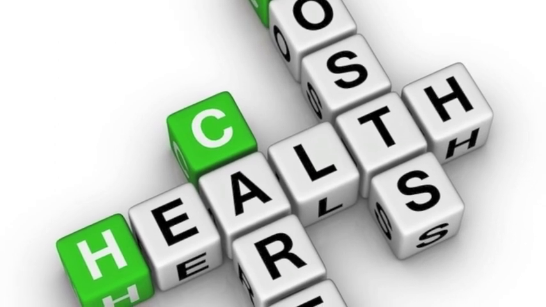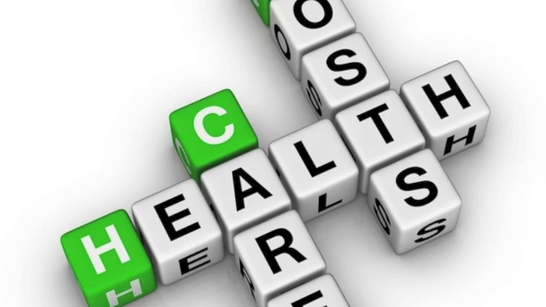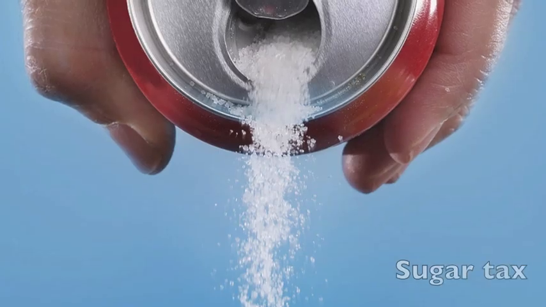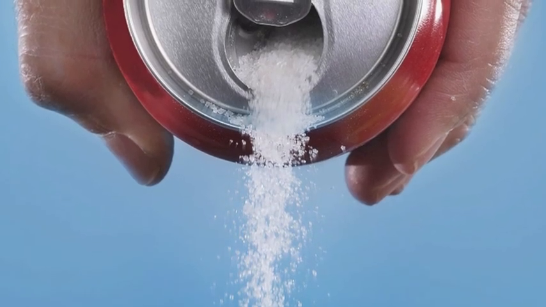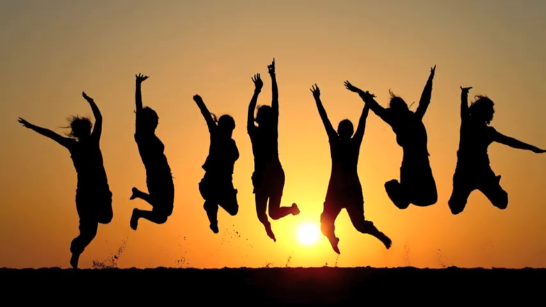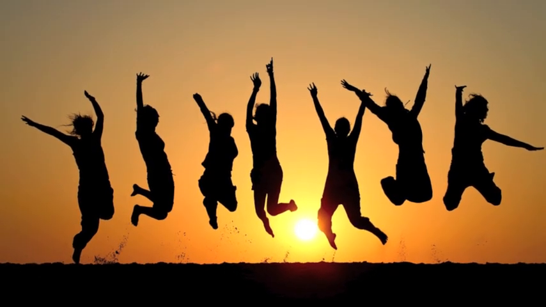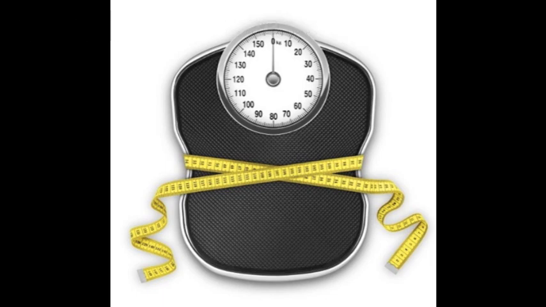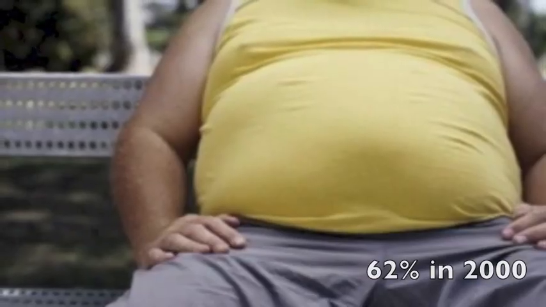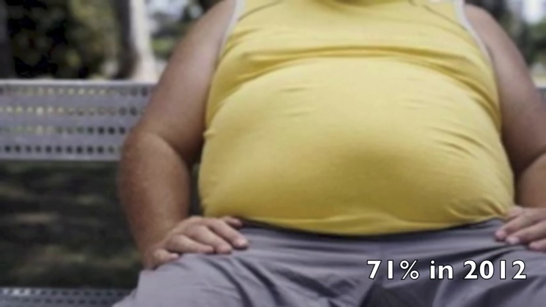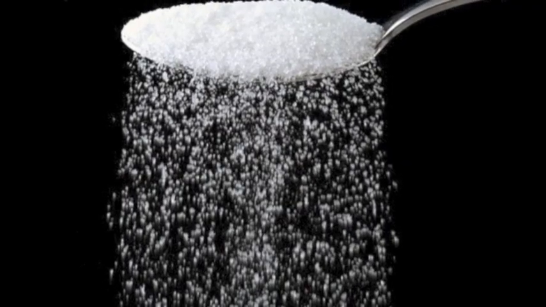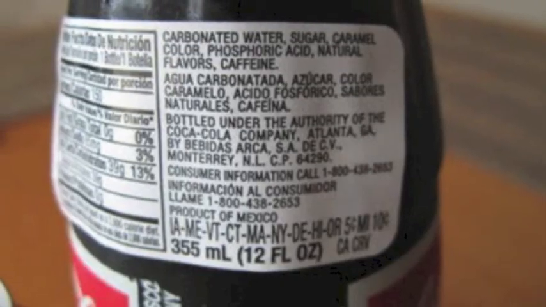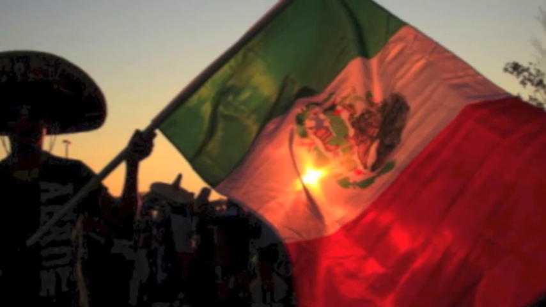Another effort of the government to deal with the increase in non-communicable diseases was the implementation of the sugar tax. These strides are specifically targeted to Mexico's youth and adolescents. Obesity rates have increased in the adult population dramatically, from 62% in 2000 to 71% in 2012. By implementing the sugar tax and increasing food labeling, the government hopes to work in an upstream manner and prevent future obesity.